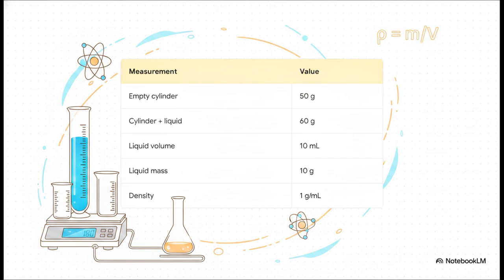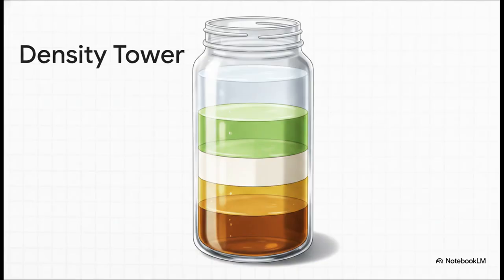Let's run the numbers because the math here is beautifully clean when you use absolute clinical precision. Say our empty glassware is exactly 50 grams. After pouring the liquid, our total mass bumps up to 60 grams. Our volume? 10 milliliters. Subtracting 50 from 60 means we have exactly 10 grams of liquid sitting in that flask. 10 grams divided by 10 milliliters gives us a final density of exactly 1 gram per milliliter. Just perfect.